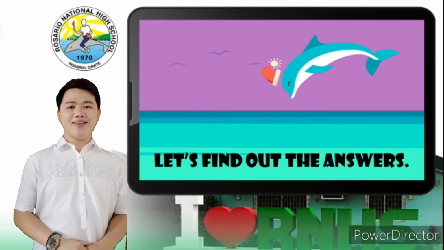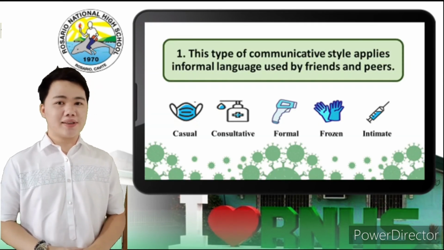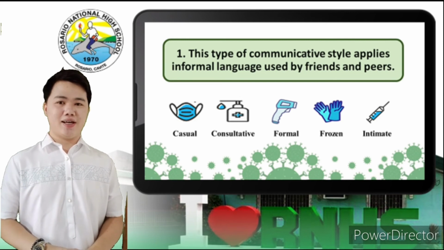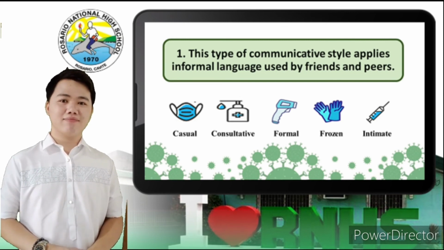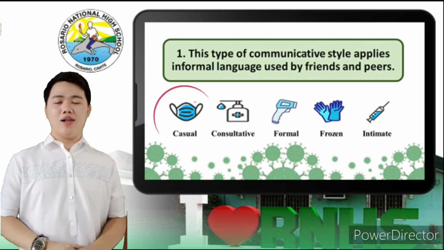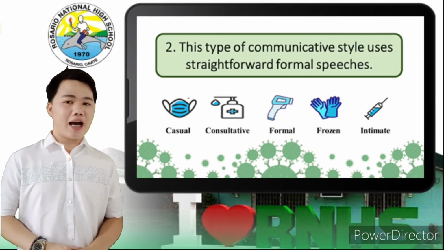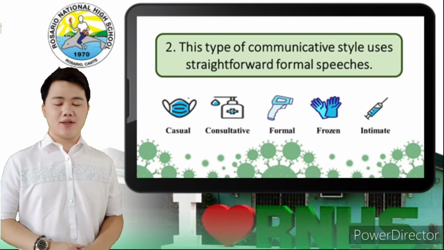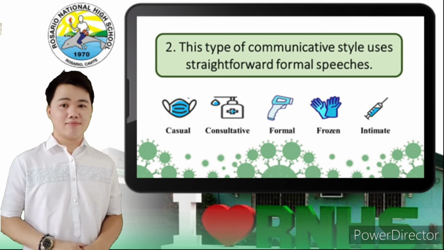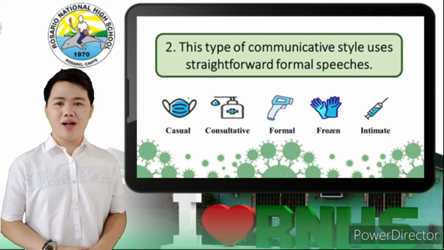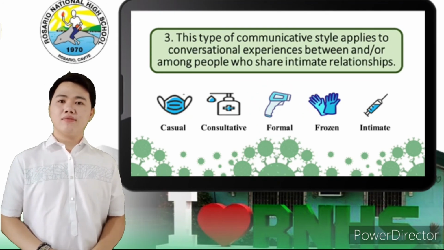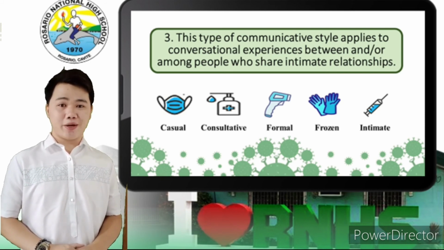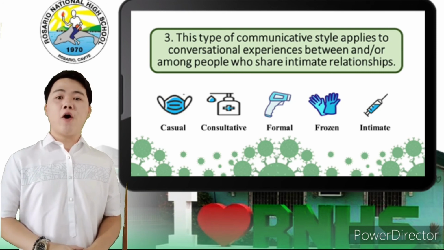So again, number 1, this type of communicative style applies in formal language used by friends and peers. The answer is, that's right, casual. Number 2, this kind of communicative style uses straightforward, formal speeches. The answer is, correct, formal.